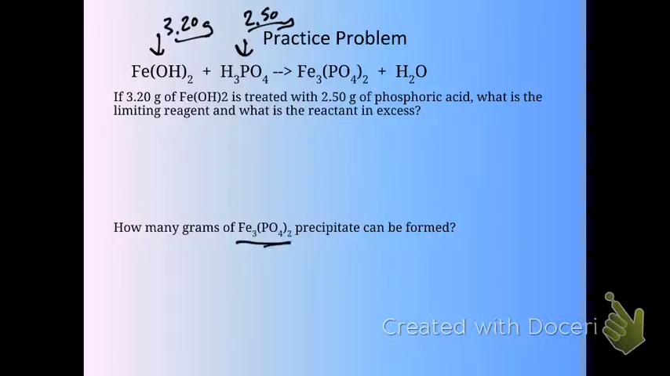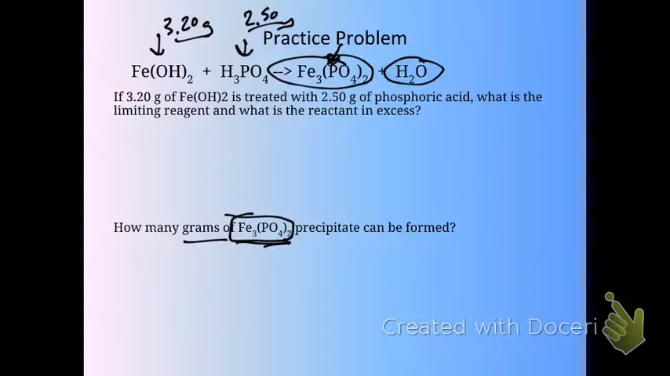Eventually, we want to figure out the grams of iron 2 phosphate. So I could have picked the water or the iron 2 phosphate to compare, but I'm going to choose iron 2 phosphate because of this. Then I can use the answer from determining the limiting reactant in the second answer. So I chose this product to compare iron 2 hydroxide and phosphoric acid.